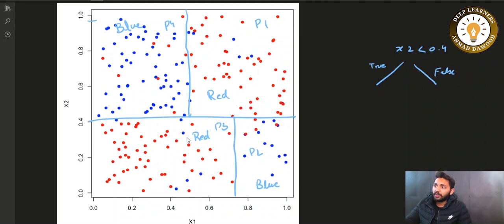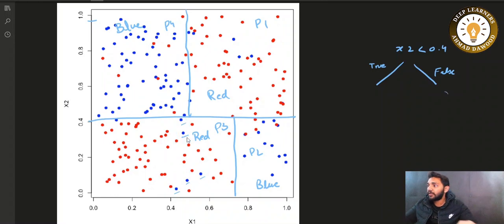Again, all the partitions are not fully pure. In partition 3, which belongs to red points, there are some blue points also here. But we have to draw generalized boundaries. We don't have to draw very tight boundaries, so we don't have to do that.